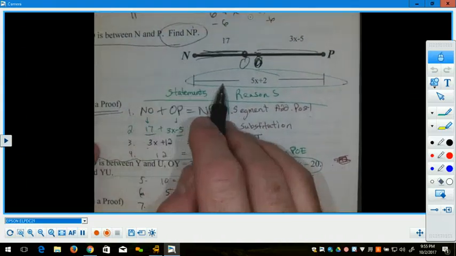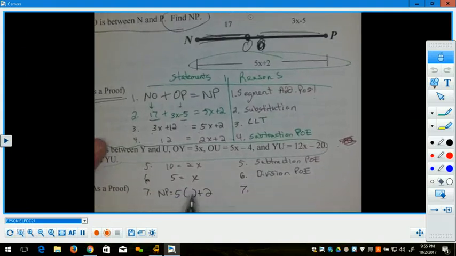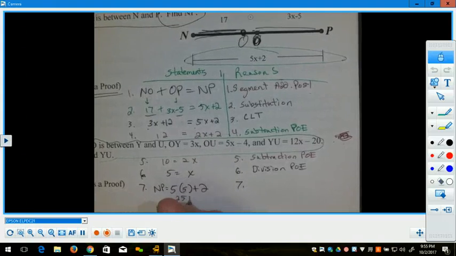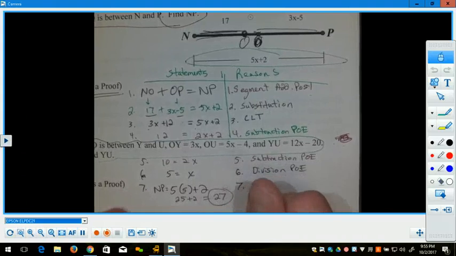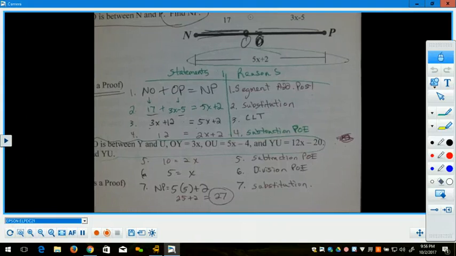Well, NP is 5x plus 2. But we know what x is, it's 5. So that's 25 plus 2, which is 27. And so we would write this as substitution again because we're plugging it in. So I know that's long and complicated, but we're going to practice this every once in a while with some problems here and there. So when we get to the geometric proofs that are tougher, we're used to the steps.